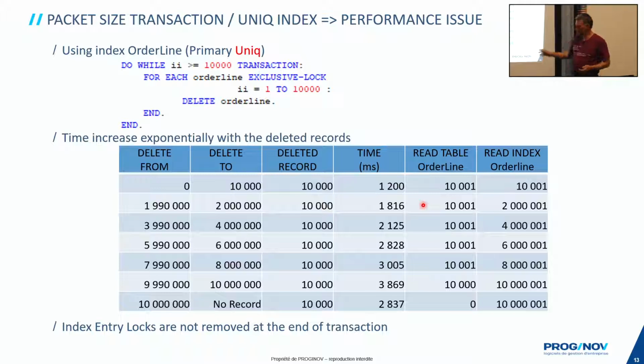And each time it's bigger and bigger. From the last series, which is at 10 million deleted, it took 3.8 sec to do this: 10,000 reads on order line, and 10 million reads on the index order line. And reading only the placeholders took 2 seconds and 2.8 seconds. So it's more and more and more.